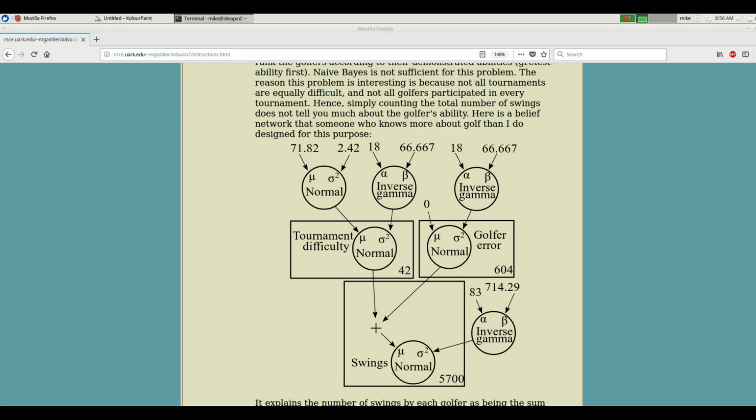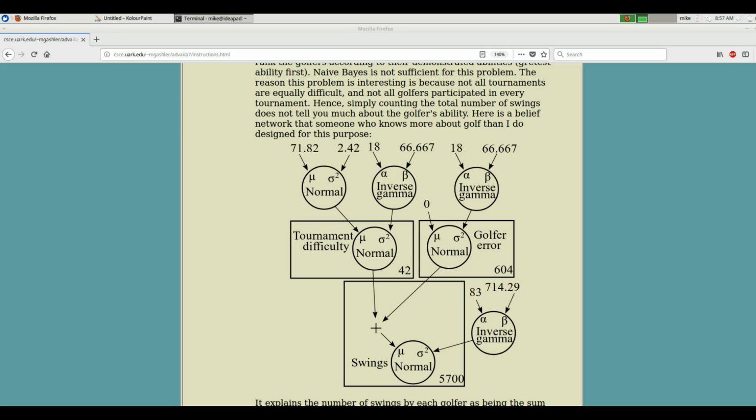Essentially, if you look at the golfer error, the Markov blanket for the golfer error includes its parents, which is that inverse gamma distribution up above it, and its children, which are the swings, which are clamped to known values, and the parents of those children, which include this inverse gamma distribution over here to the right. And the point I'm trying to make is when it is important to resample all of these nodes, because as the inverse gamma distribution that is the parent of the swings changes, that explains away some of the swings that could affect the golfer error.